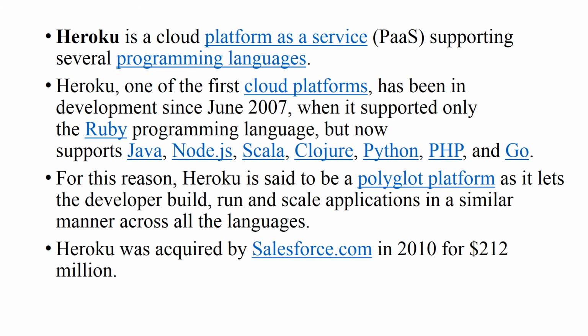Heroku is also said to be a polyglot platform because, as you see, it is now supporting many programming languages for development, as it lets the developer build, run, and scale applications in a similar manner across all the languages, and that's why it is called a polyglot platform.